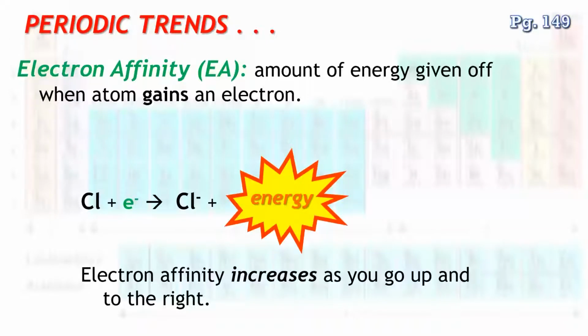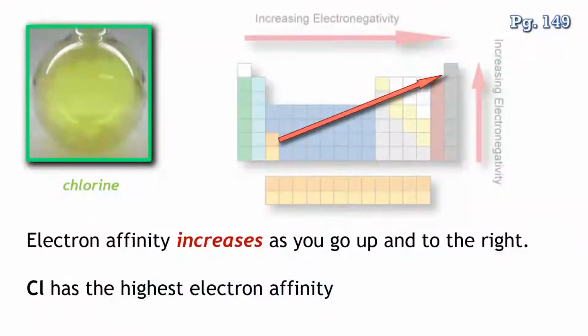And it's not an accident that we choose chlorine to talk about, because chlorine has the highest electron affinity. It is a green, not odorless, and very poisonous gas. And you can actually see in the picture the cloud of green gas slowly swirling inside the flask. And that is the element with the highest electron affinity.